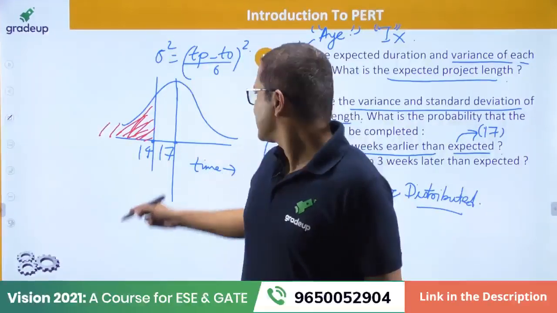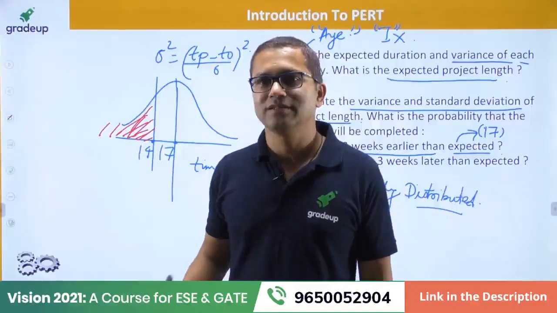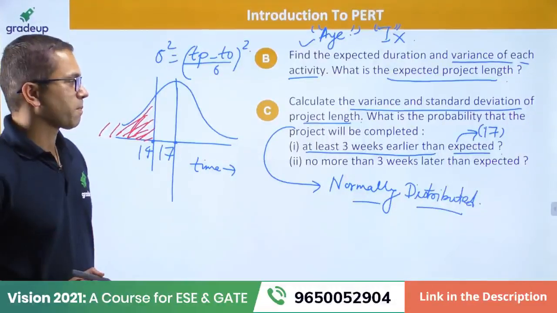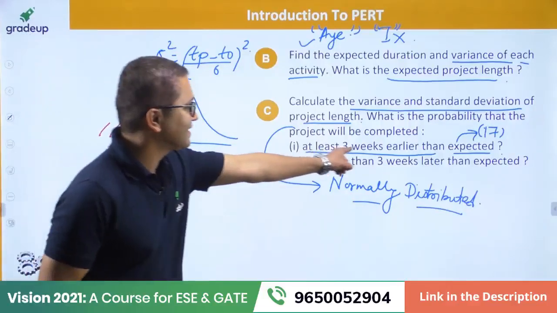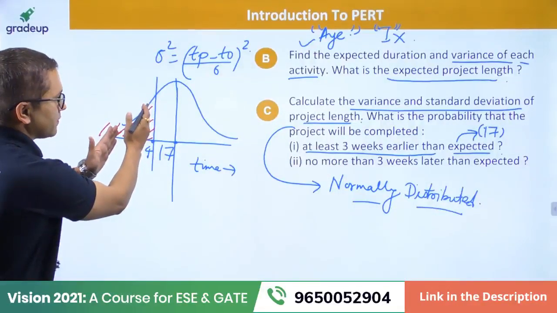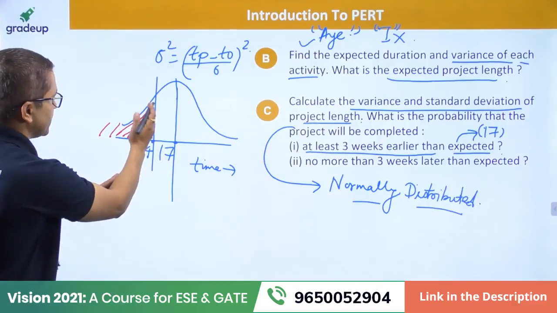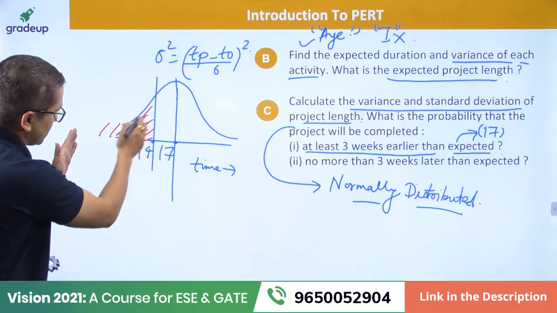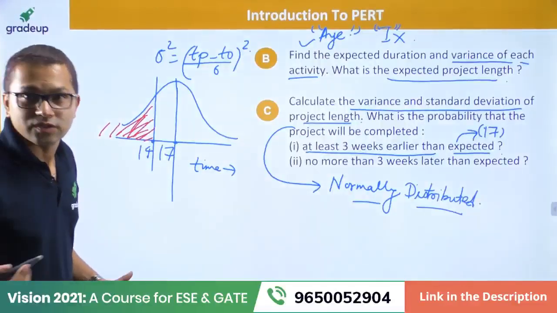Yes, so it's up to here, right? 14, so we are talking about this thing. Right, because it says at least 3 weeks earlier. It can be even 4 weeks earlier, so it would be 13, right? 5 weeks earlier, it would be 12. So we are talking about this whole region, right?